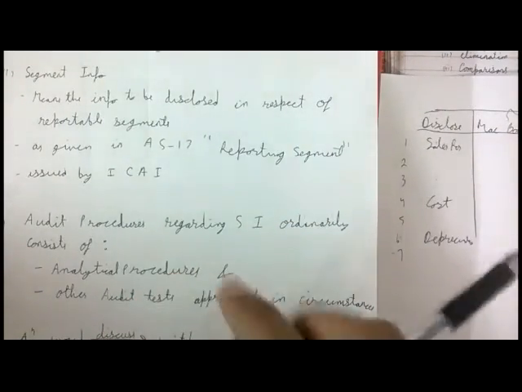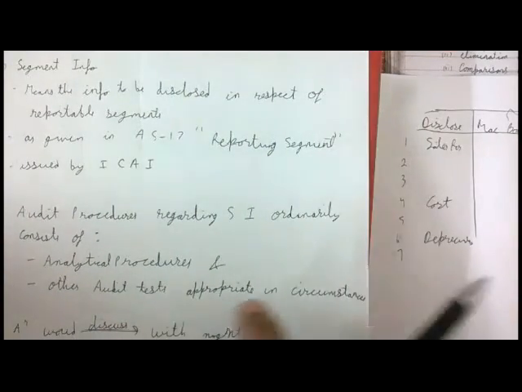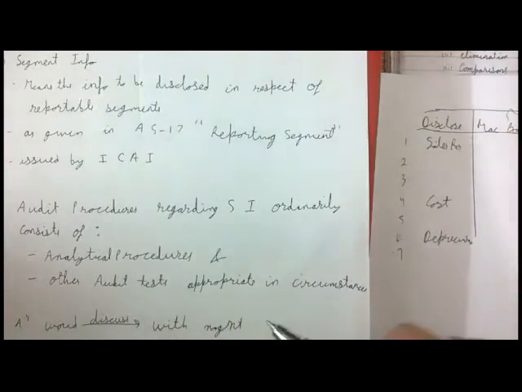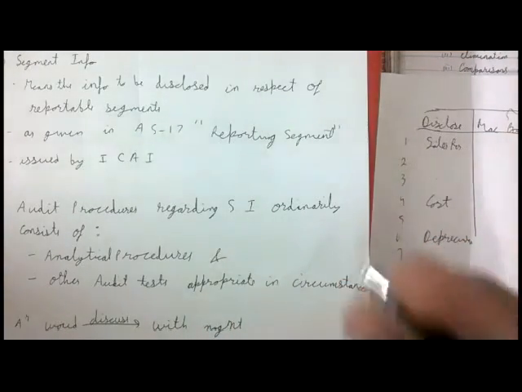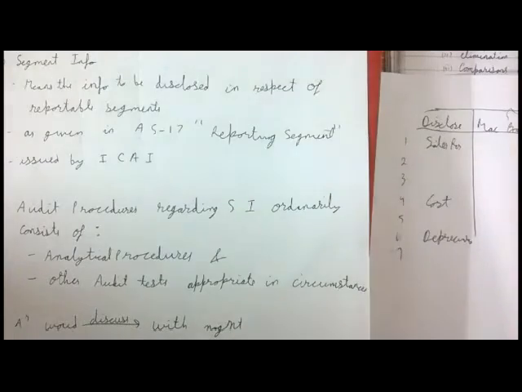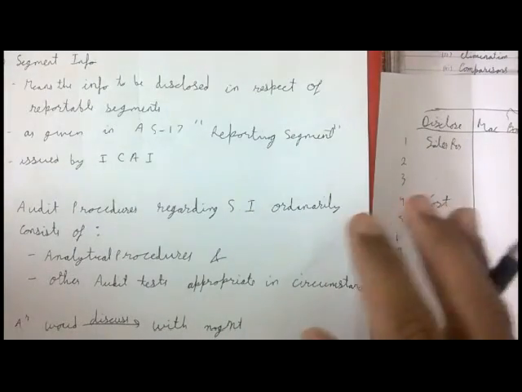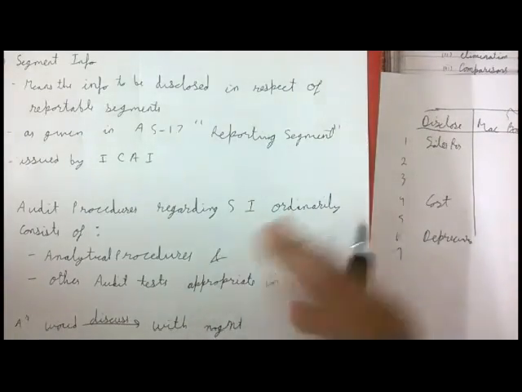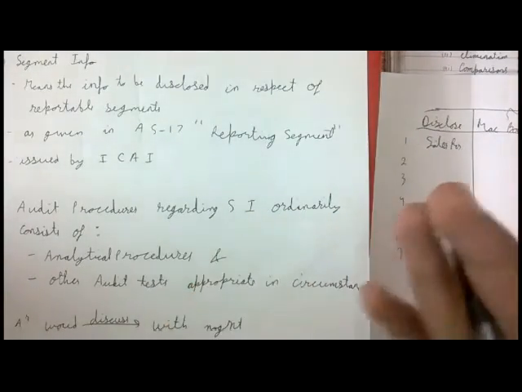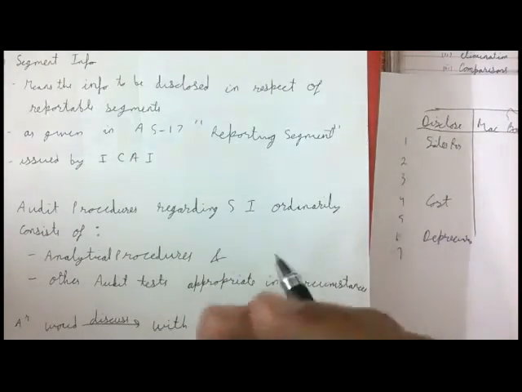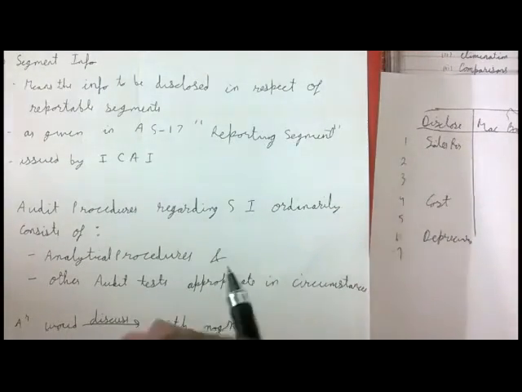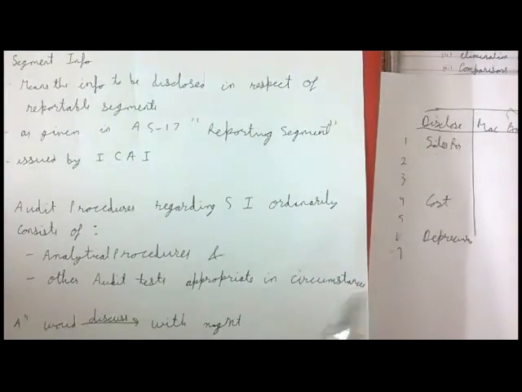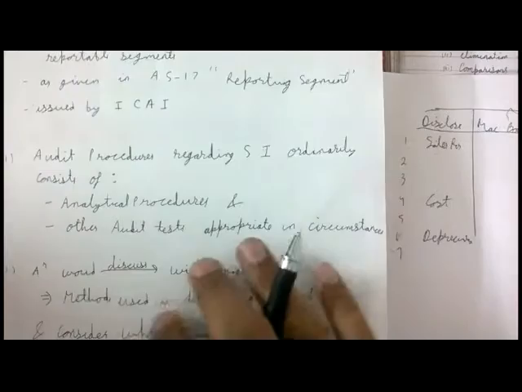You perform analytical procedures, and other audit tests appropriate in the circumstances. If the auditor is examining a particular entity which has been divided into segments, you can go for analytical procedures by comparing 2 different accounting periods, different sales results of one period with the other, or sales results of different segments, etc. So you compare things, maybe the financial and non-financial data.